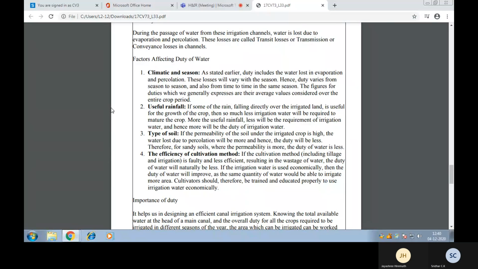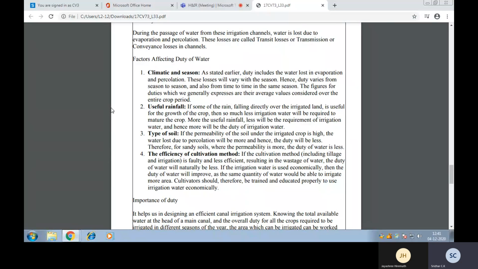Therefore, if the methodology is faulty and less efficient, it results in the wastage of water. So that is very, very important.